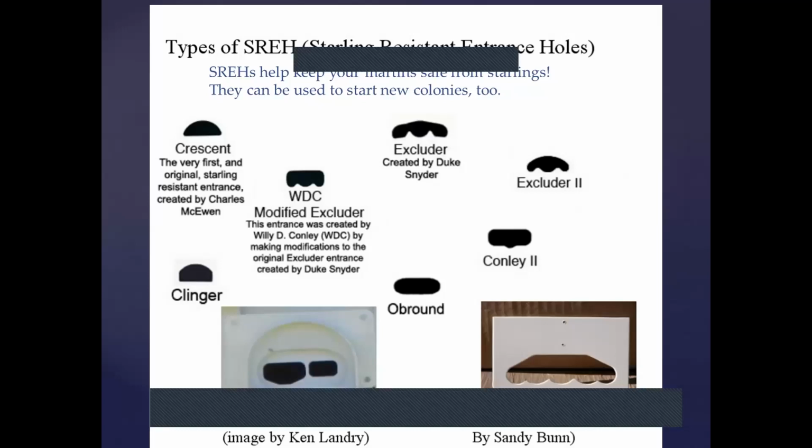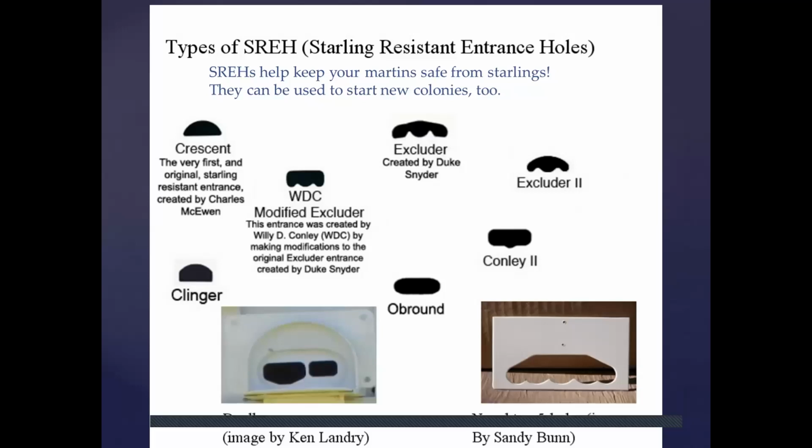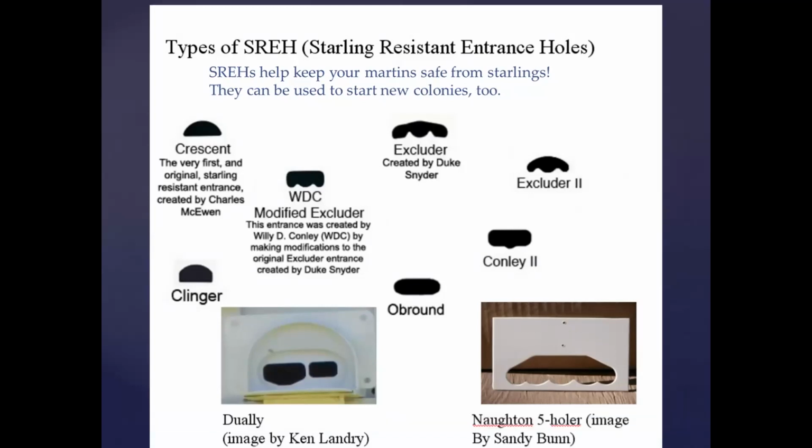We talked a little bit about SREH earlier. We touched on that. So again, that means a starling resistant entrance hole. So what is a starling resistant entrance hole? It's basically a hole that makes it a lot harder for a starling to get in a nest, in a gourd, or in a compartment and take it over. So the reason they work is because a starling is bigger than a martin and has longer legs, and these entrance hole types take advantage of that difference in anatomy.